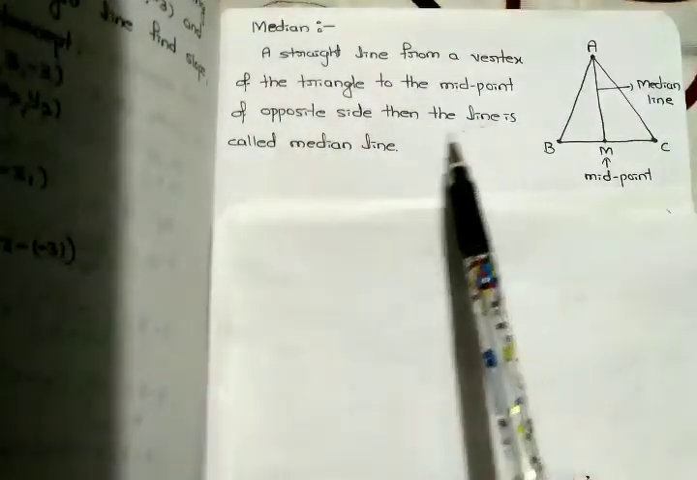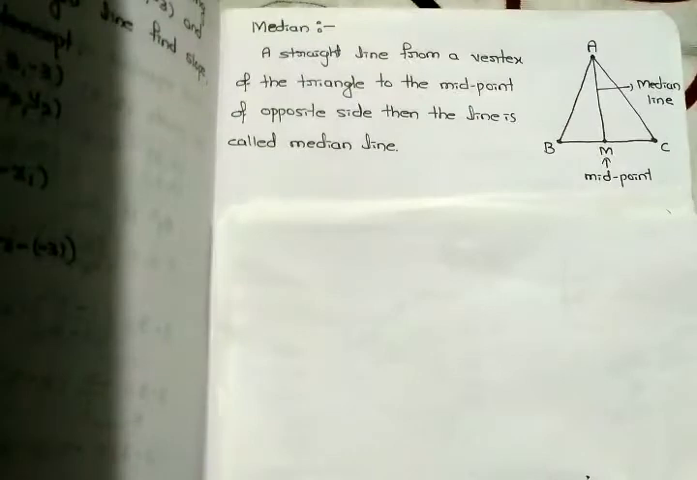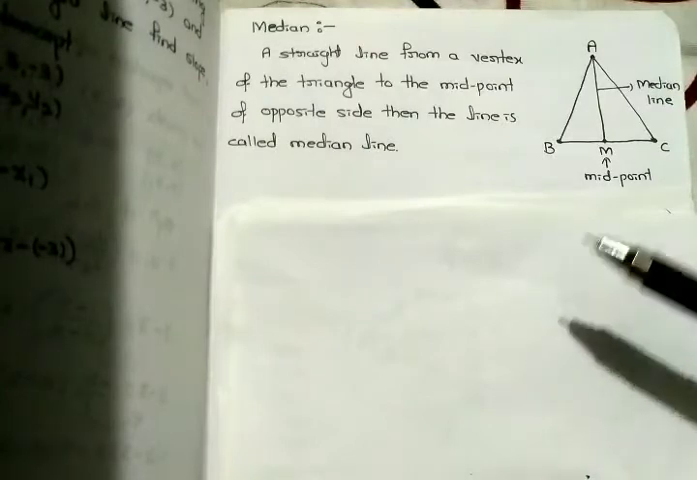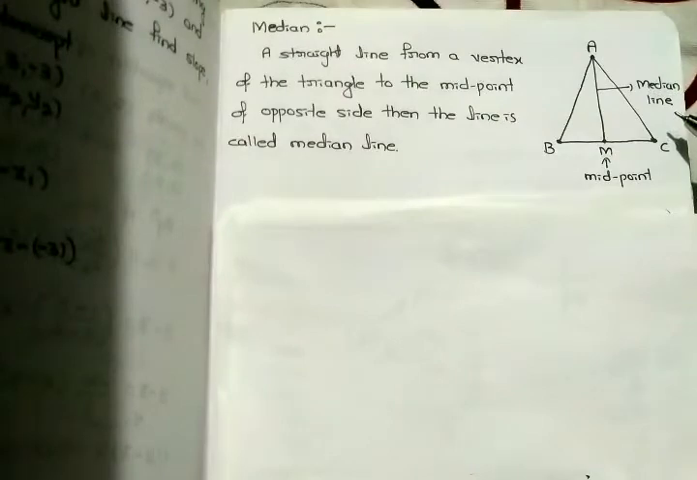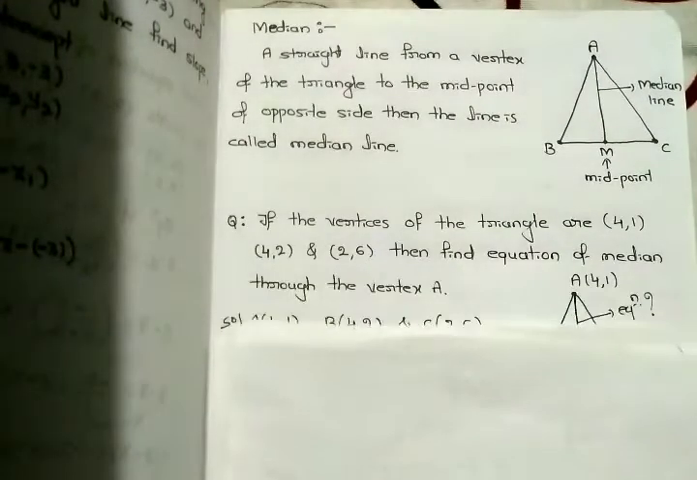Then the line is called what here? Median line. So in this part, what are we going to do? We are going to solve examples. In this, we are going to find the equation of the median line. So now consider one example. Here it is.